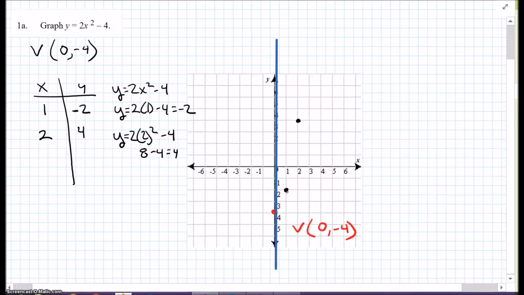So the point right here of 1, negative 2 is 1 unit away from the axis of symmetry. So 1 unit away on the other side is its corresponding point. The point at 2, 4 is 2 units away from the axis of symmetry. So 2 units away on the other side is its corresponding point. So now I have some points, and now I can sketch the curve.